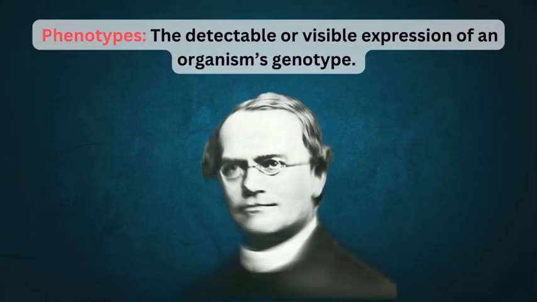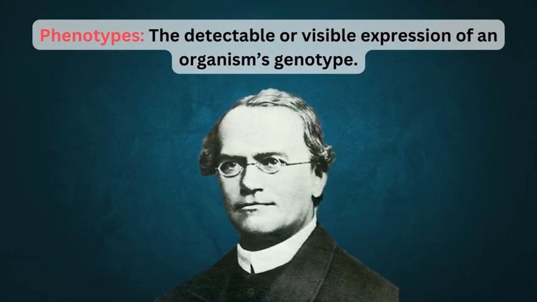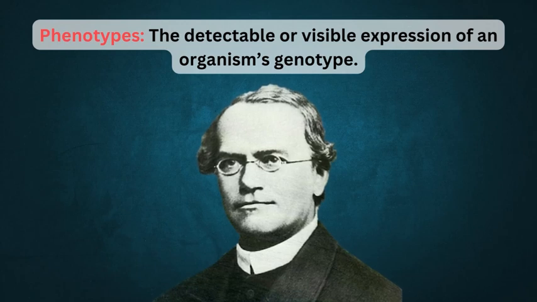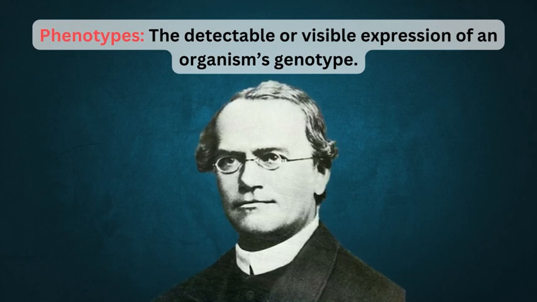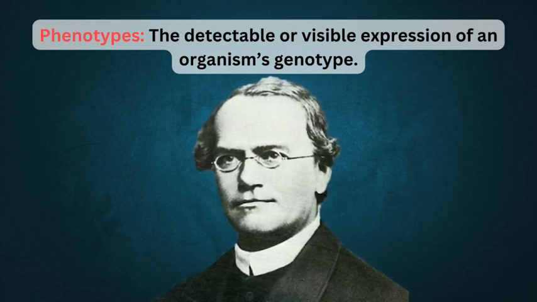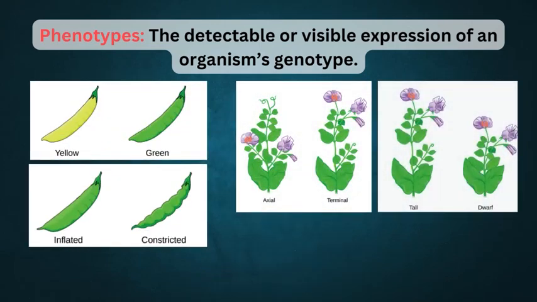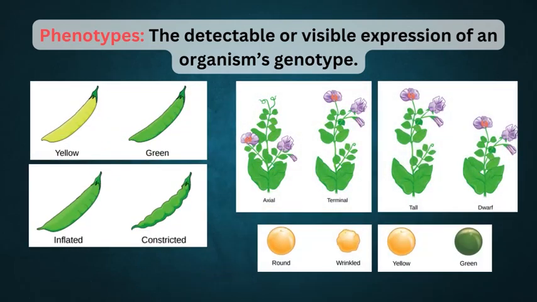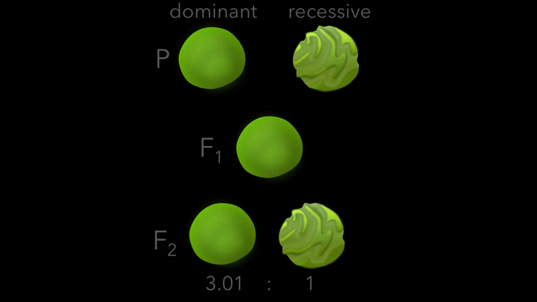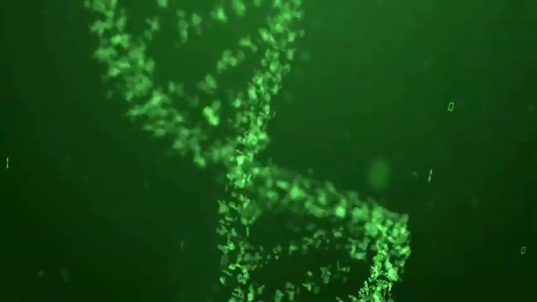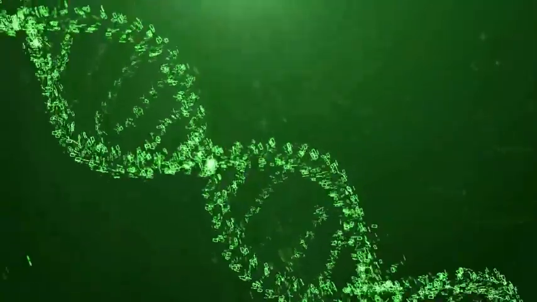Through his experiments, Mendel was able to observe phenotypes, which are the detectable or visible expressions of an organism's genotype. In his case, things like the color of the pea pod or its shape, the flower position and stem length, and the seed shape and color. While running his experiments, he discovered the concepts of dominant and recessive characteristics in organisms, which eventually led later scientists to discover genes, a sequence of DNA that provides coding information for the construction of proteins.